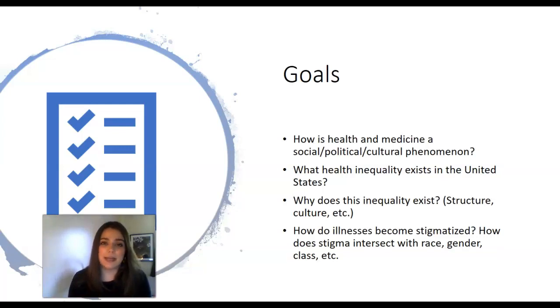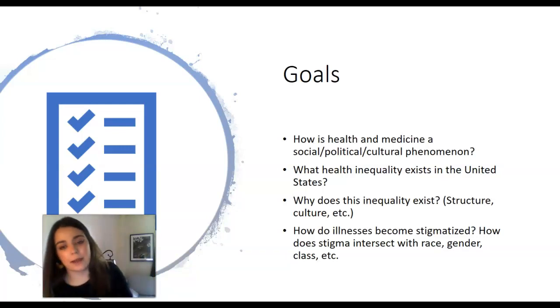Similar to how we formatted our lecture on gender and sexuality, we're going to be thinking about health from a structural and then a cultural standpoint, so you can see different perspectives. Finally, we're going to wrap up by thinking about how we conceptualize illness and the body in our society. We'll think about how certain illnesses become stigmatized, talk about the concept of stigma, and think about how stigma intersects with different social identities like race, gender, class, etc.